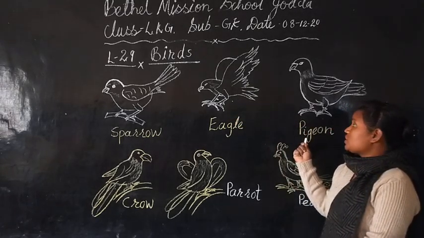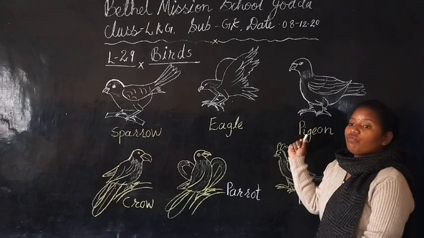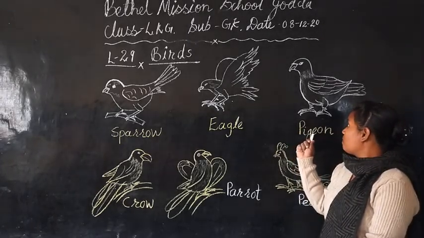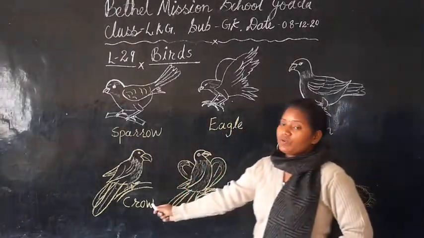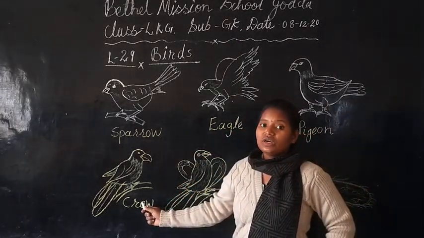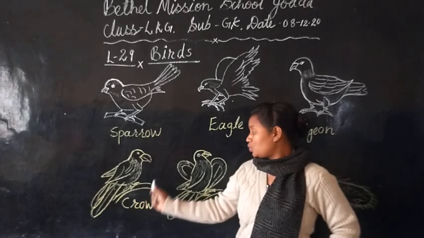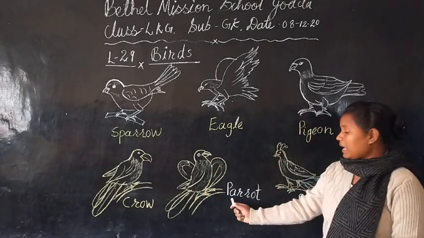And this is a pigeon. These birds we keep as pets, isn't it? Yes, we keep them in a house. Pigeon. Next one is crow. You have seen the crow? A black colored bird, isn't it? Yes, crow. And this is parrot.